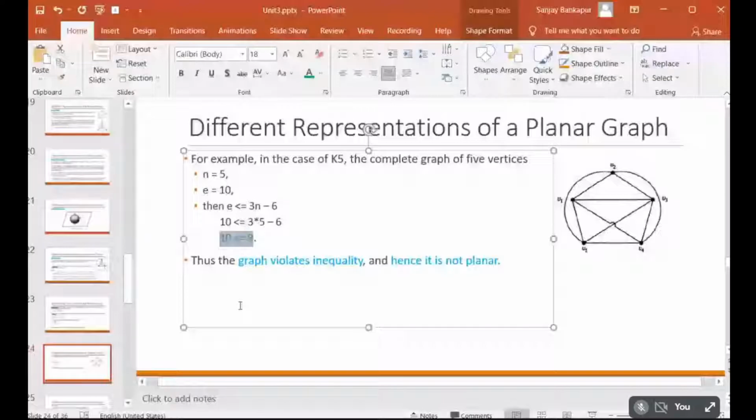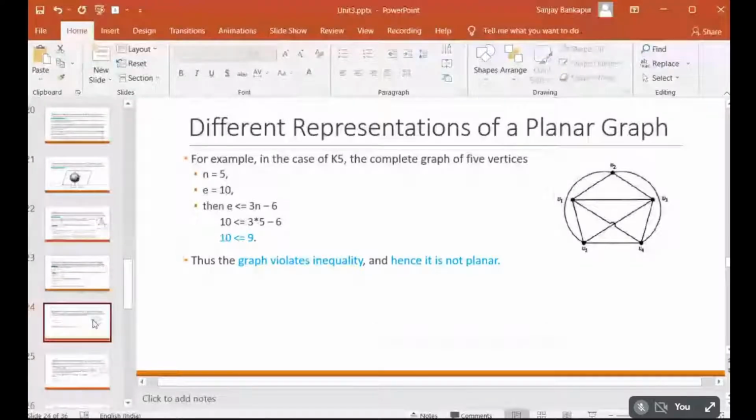I will quickly move to the next. What is this graph? Can anyone tell?